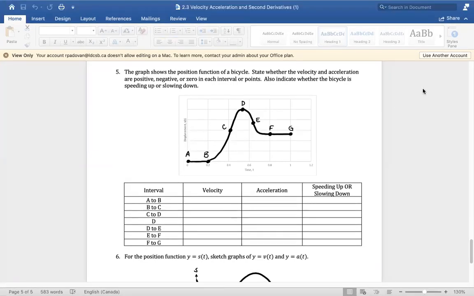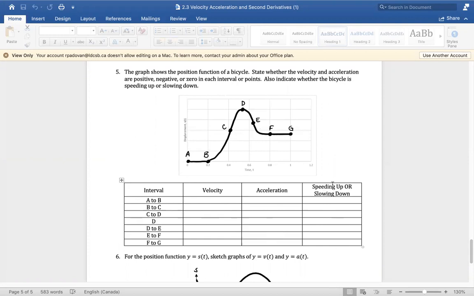Okay, let's get through 5 and 6 here. So for 5, like we said, it shows the position function of a bicycle. State whether the velocity, this column here, is positive, negative, or 0 at the different intervals and points, the point D. And for the acceleration, state whether we're speeding up or slowing down.